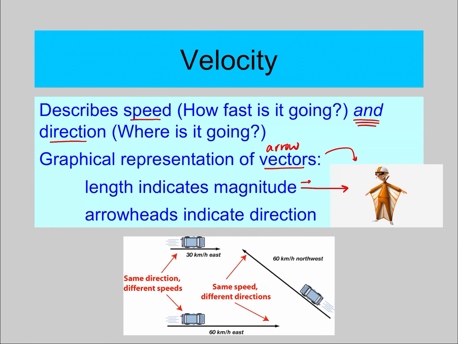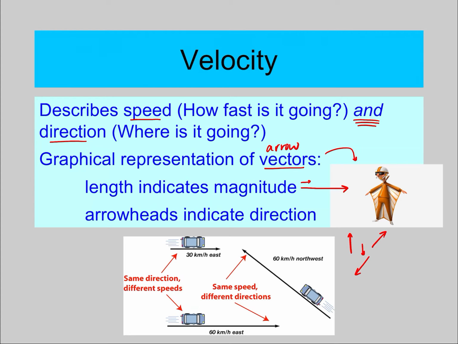We use that term magnitude to mean how much. So the bigger the number, the bigger the arrow. The smaller the number, the smaller the arrow. Now the arrowhead is going to indicate direction, whether it's up, down, to the upper right-hand corner, the lower left-hand corner. Okay, so that's going to tell us direction.